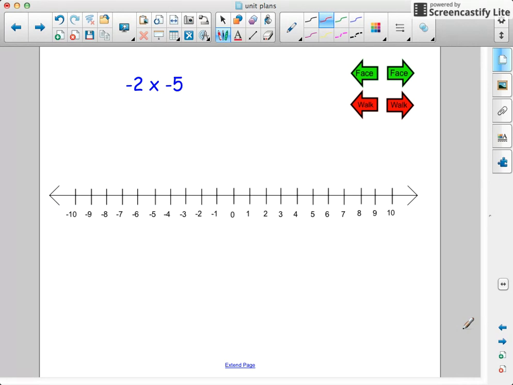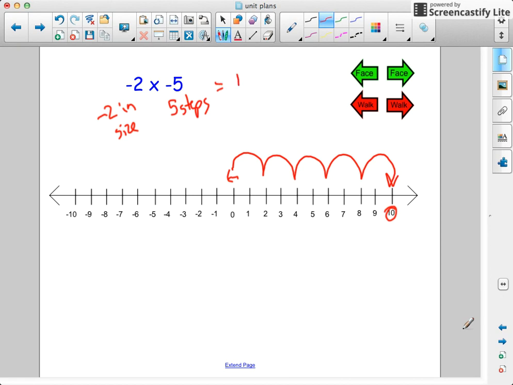This one's negative 2 times negative 5. So I could take 5 steps, but I'm facing in the negative direction because that one's negative. But each step, negative 2 in size, so I'm going to be stepping backwards. So I'm facing the negative direction, so backward steps are actually going to take me to the positives. So 1, 2, 3, 4, 5. End up at positive 10.